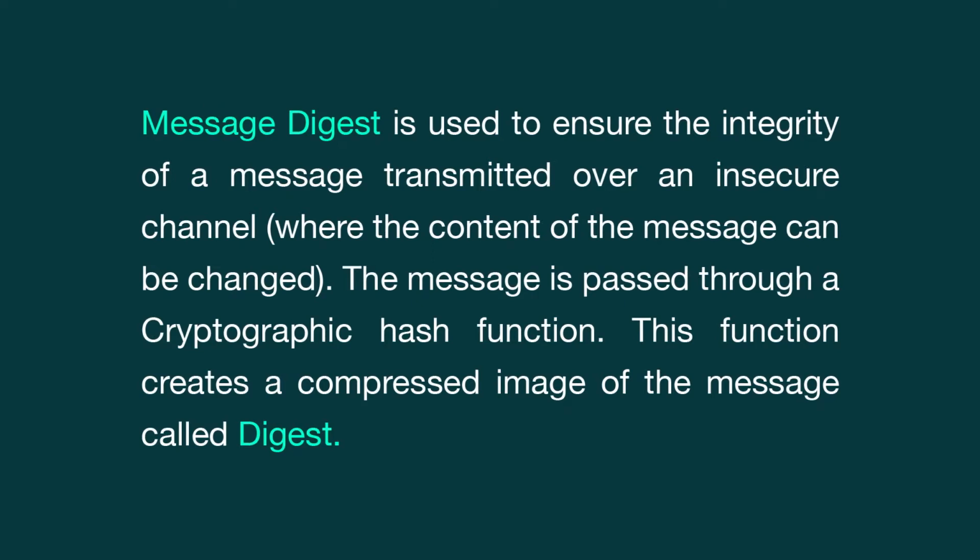Message digest is used to ensure the integrity of a message transmitted over an insecure channel where the content of the message can be changed. The message is passed through a cryptographic hash function. This function creates a compressed image of the message called digest. Let us assume Alice sent a message and digest pair to Bob.